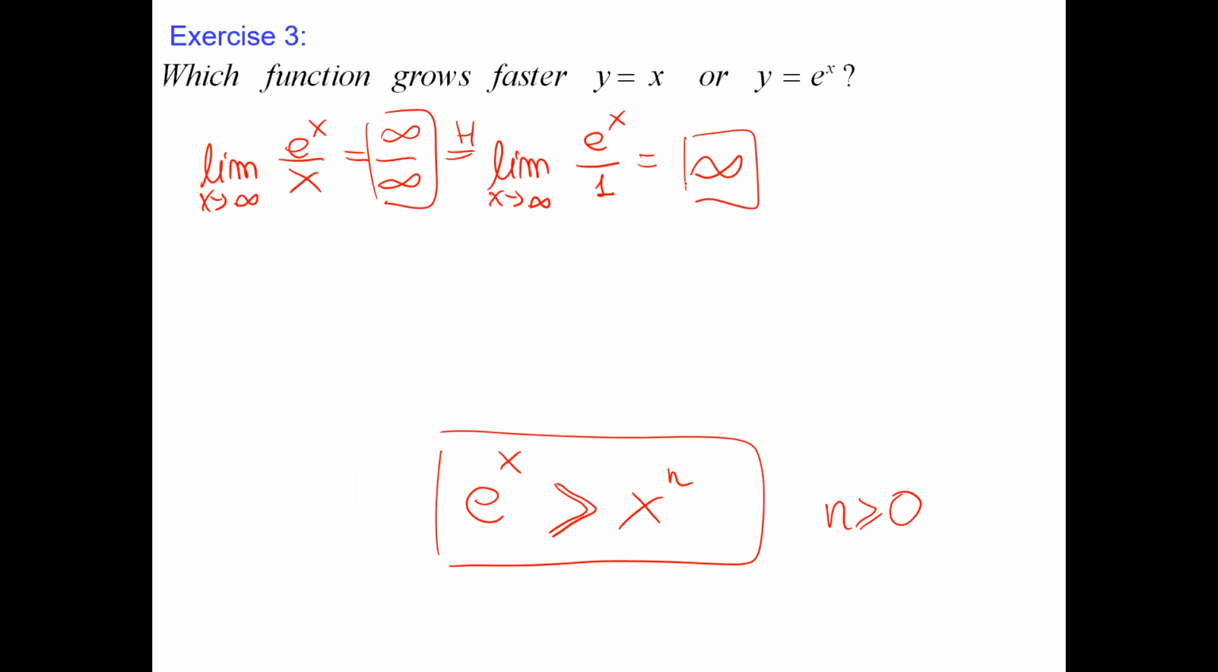And just to clarify, when you have limits at infinity, please use these relative rates of growth. You can give me the answer right away. You can just say, because of the relative rates of growth, that's the answer. You don't have to apply L'Hopital's rule. I'm just applying it now to prove it.